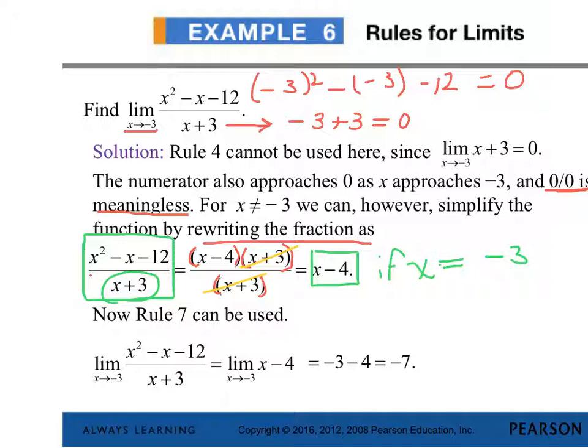But since we're taking a limit as x approaches negative 3, it's not actually equal to negative 3, then what actually happens then is x minus 4, if x is negative 3, is negative 7. So we're not letting it equal negative 3. We're plugging in negative 3 into this, and then we rewrite the fraction.